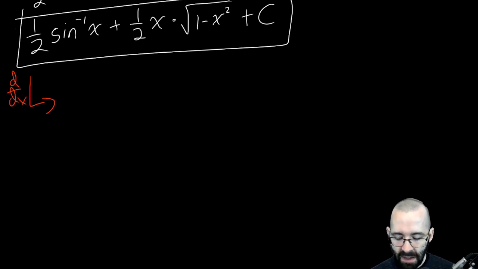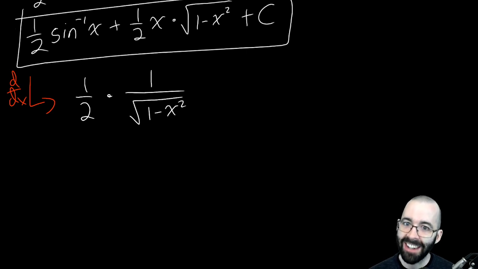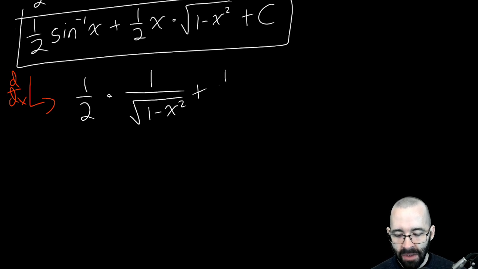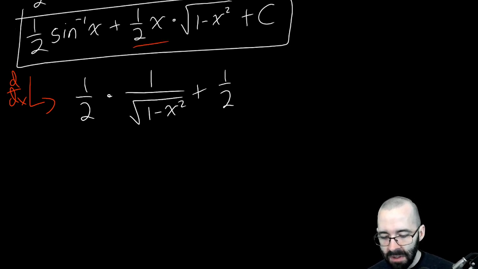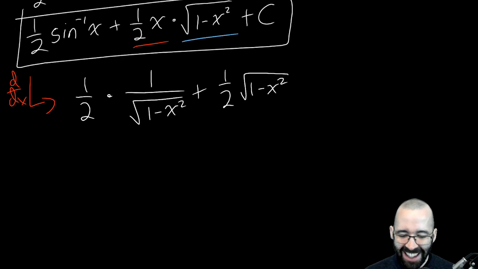What's the derivative of arcsine? I always forget this one. It's 1 over the square root of 1 minus x squared, I believe. Oh, that's a good sign. And we need the product rule. Derivative of the first, leave the second alone. Plus the first times the derivative of the second.